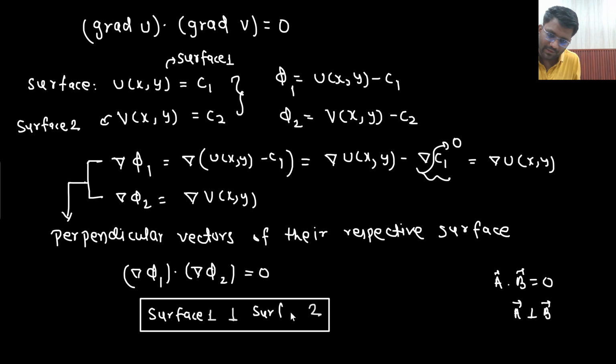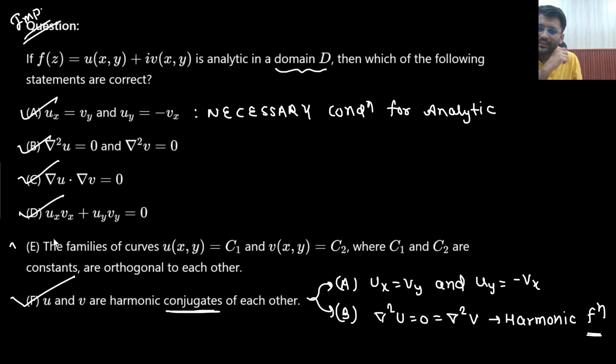Surface 1 and surface 2. So surface 1 and surface 2 are perpendicular to each other. Is that understandable to you or not? Okay, so this also we have proved, that they will frame a family of orthogonal curves.